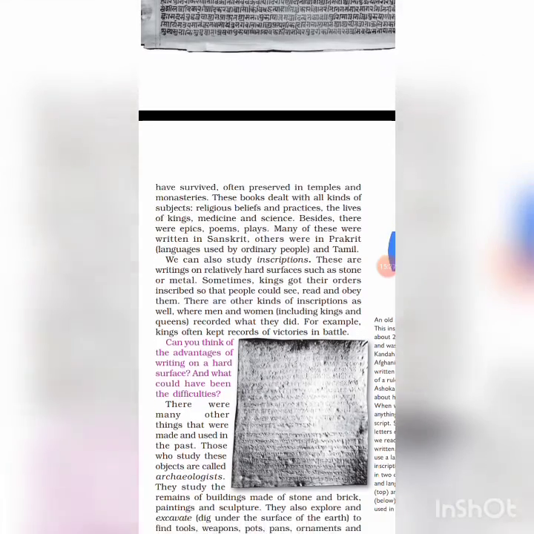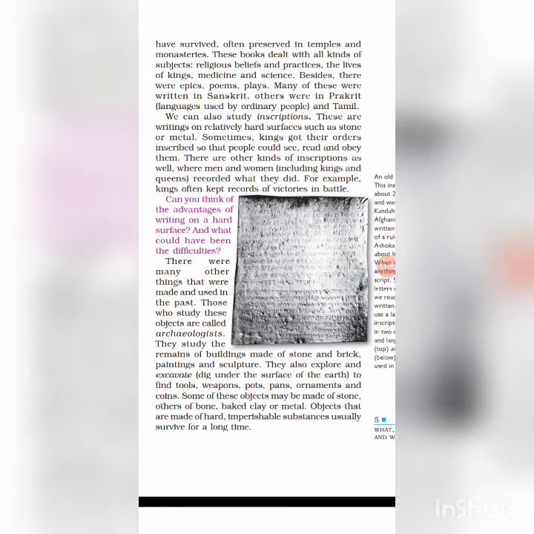We can also study inscriptions that are written on relatively hard surfaces such as stone or metals. These were written by the king's order and inscribed so that the people could see, read, and obey them. There are other kinds of inscriptions as well, where men and women, including kings and queens, recorded what they did. For example, kings often kept records of victories in battle.